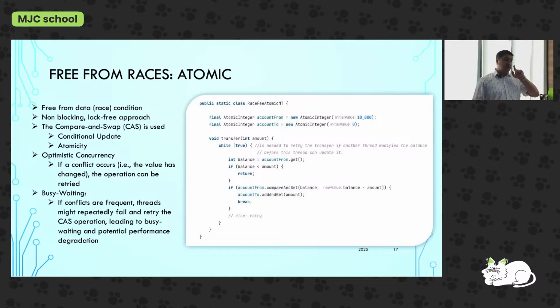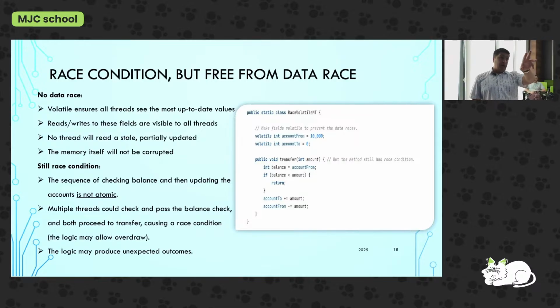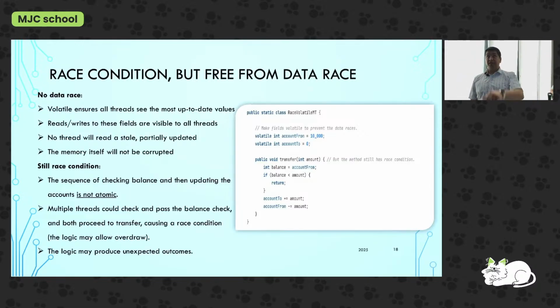This code should run faster than tryLock and faster than a synchronized block. It has a race condition, but it is free from data races. This is just an example to show the difference. We have a race condition because of an atomicity issue: volatile, as you know, provides visibility but not atomicity. That's why we have a race condition but are free from data race.